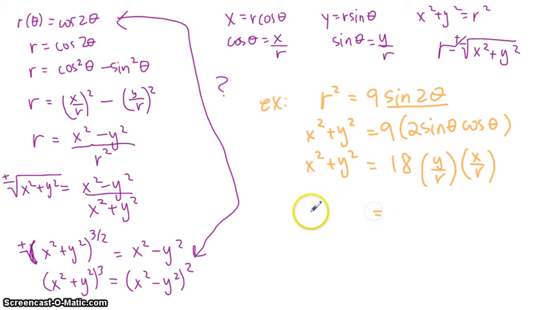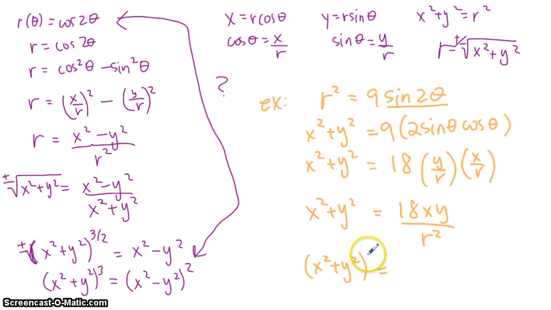So then I'm left with x squared plus y squared is equal to 18xy over r squared. And r squared, there it is again, I'm going to replace with x squared plus y squared. So in this case, really what I'm getting is x squared plus y squared, squared, and it's going to equal 18xy. And that's it.